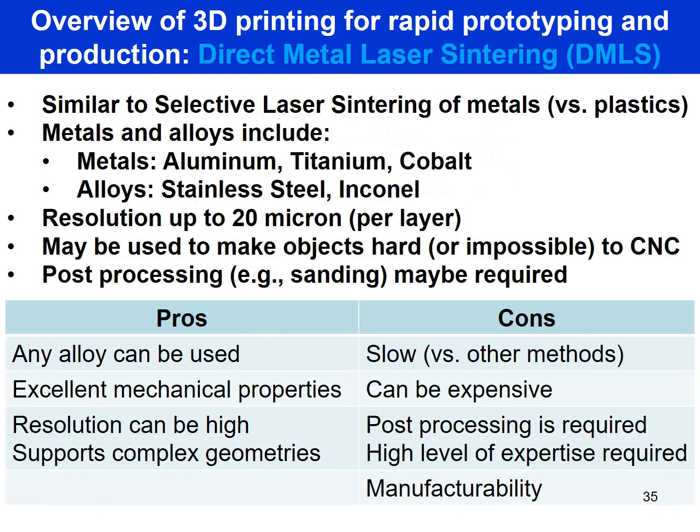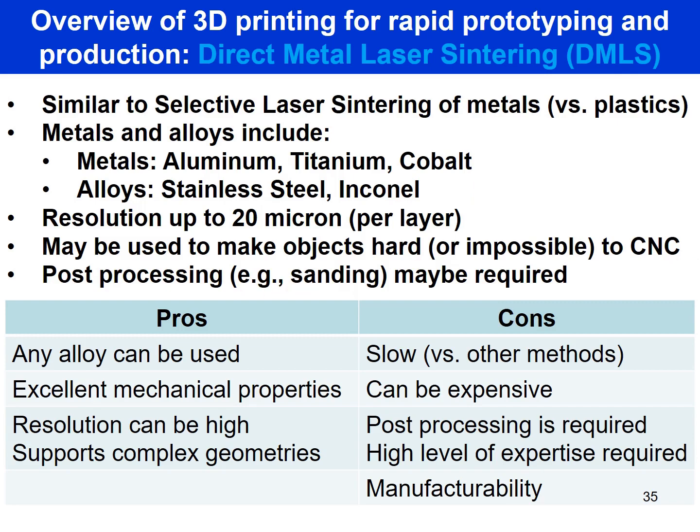Direct metal laser sintering. I want to emphasize the word metal here because one can now print metals. It's similar to selective laser sintering, but for metals and not for plastics. Metals and alloys include aluminum, titanium, cobalt, and the alloys stainless steel and Inconel. Resolution could be up to 20 microns per layer, which is one of the better resolutions one can see in the Z direction. It may be used to make objects that are hard or impossible by CNC machining, and some post-processing, such as sanding, may be required.